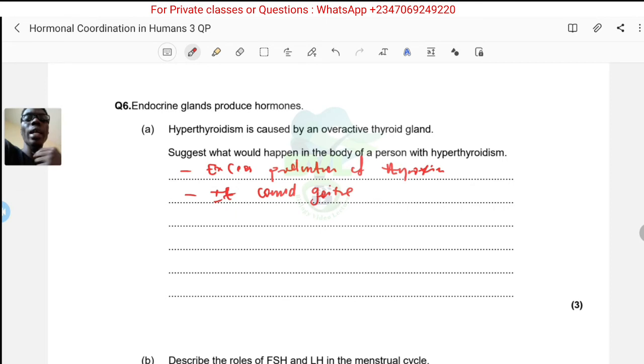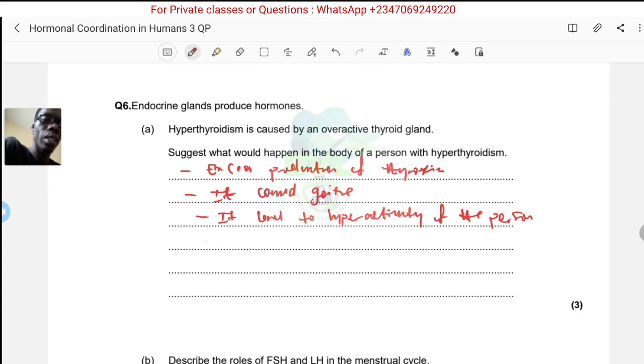Goiter is a disease whereby the thyroid gland on the neck swells up, and it could happen because there's so much thyroxine in it, so it can actually swell up. That could lead to goiter. It leads to hyperactivity of the person. The one thing thyroxine does is it makes us active. So when you have too much thyroxine, you're going to be very, very active.